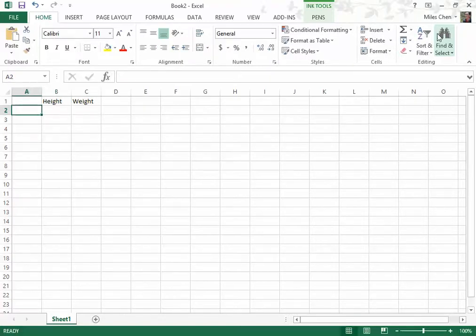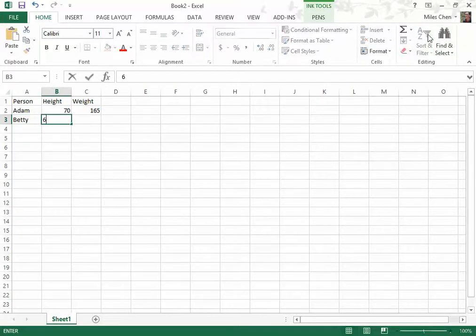Okay, so let's say we have different people, and we ask Adam, how tall are you? Adam says, I am 70 inches tall and I weigh 165 pounds. You can write this down, but you don't have to. Then we go to the next person, Betty. Betty says, I am 65 inches tall and I weigh 130 pounds. And who's next?